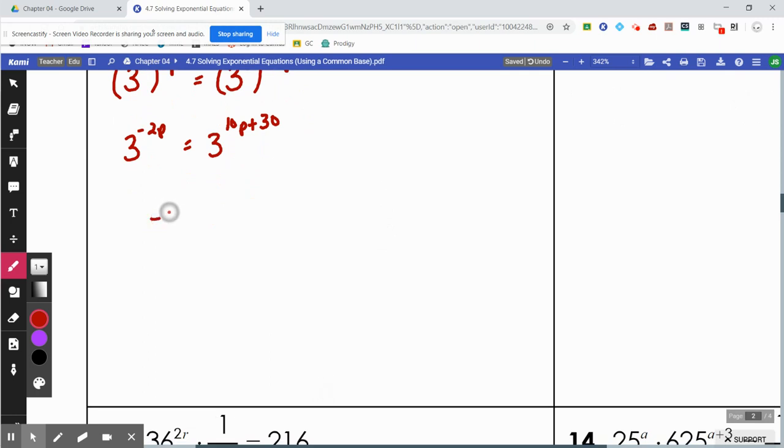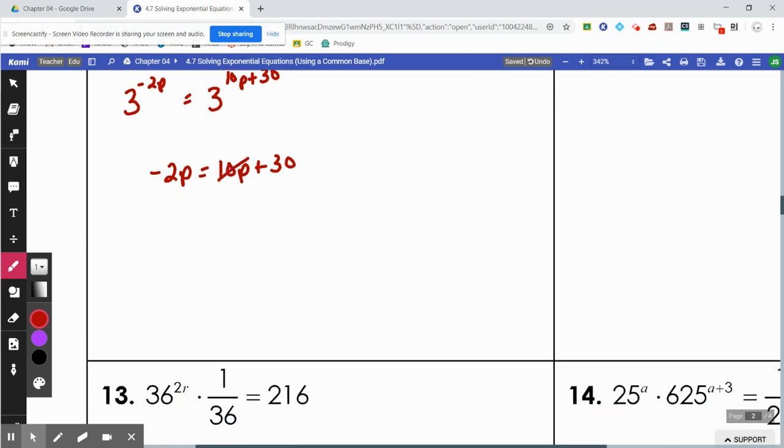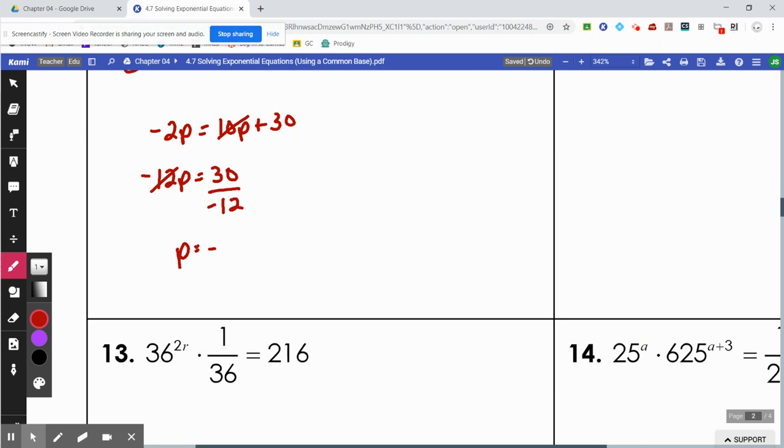Powers are now set equal to each other. Negative 2p is 10p plus 30. Let's move our 10p just because then our 30 will be isolated by subtracting. That'd be negative 12p is 30. Divide by negative 12, and you get p is equal to a negative, because positive divided by negative. Divide by 6 to reduce it. That'd be negative 5 halves.